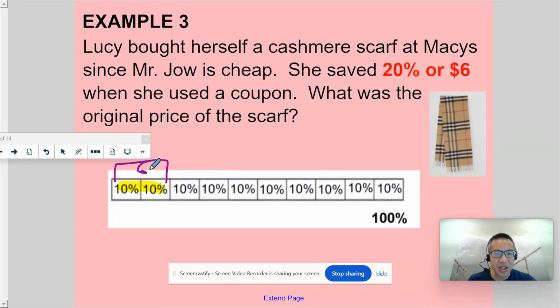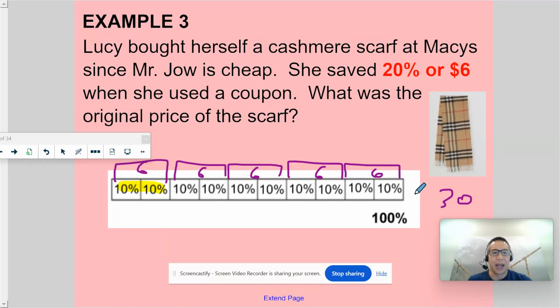So if 20% is $6, another 20% is $6, another 20% is $6, another 20% is $6, another 20% is $6. 6 times 5 is $30.